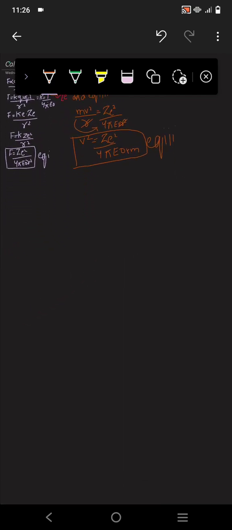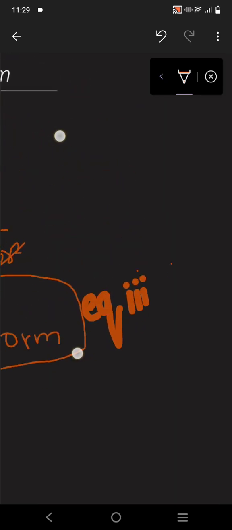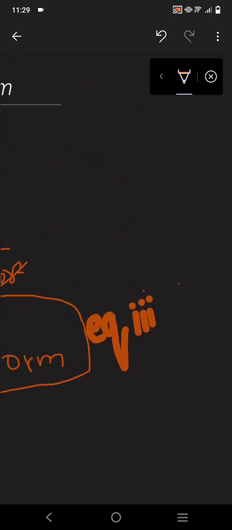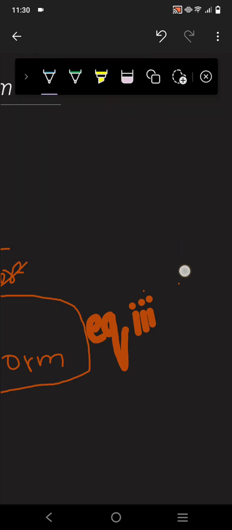Alright, people, now what are we gonna solve? We're gonna move towards another side, and that is the angular momentum of the electron. Okay, so now let's just calculate that. I'm gonna choose another color, blue.